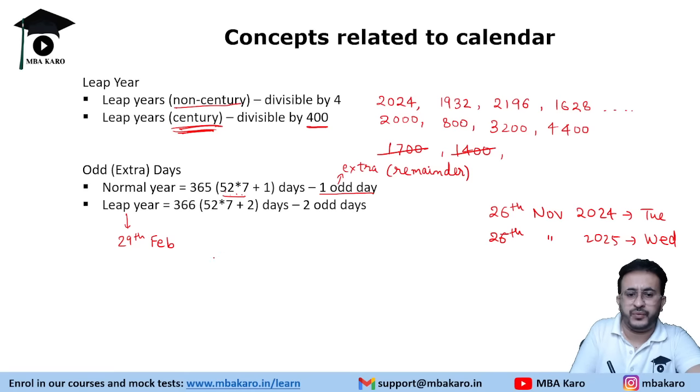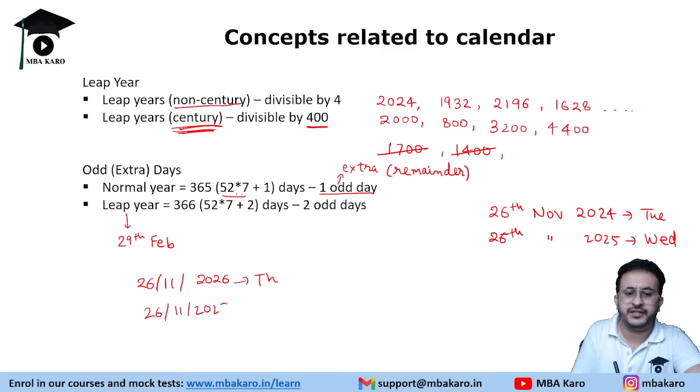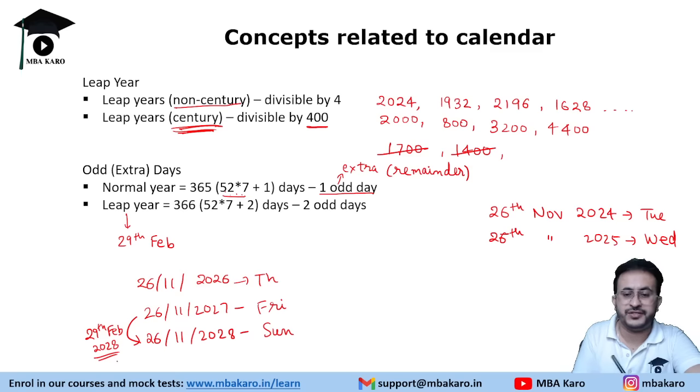Similarly, if you take 26th November in 2026, that will be a Thursday. 26th November in 2027 will be a Friday. But 26th November in 2028 will be a Sunday. Why Sunday? Because between this phase we will have 29th Feb of 2028, because 2028 is a leap year.